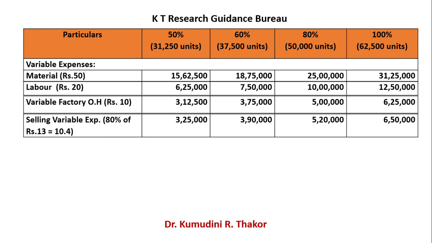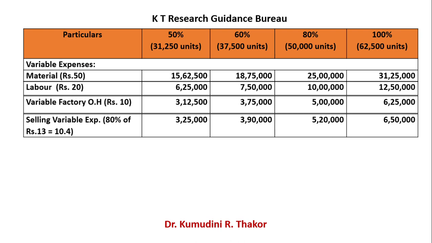Your answer is 3,25,000, 3,90,000, 5,20,000 and 6,50,000. For distribution also, we bifurcated into variable and fixed. Again, I will give you 1 minute for the calculation.